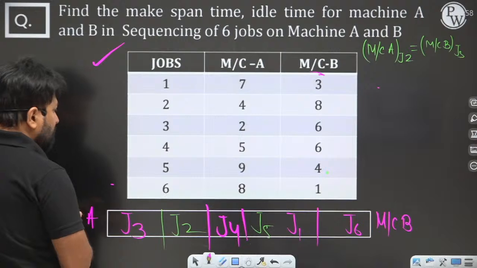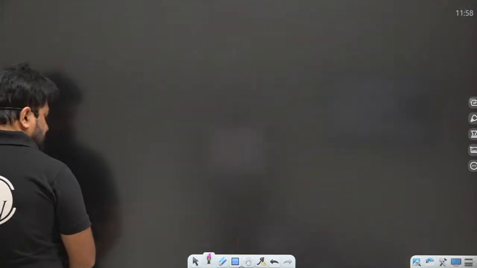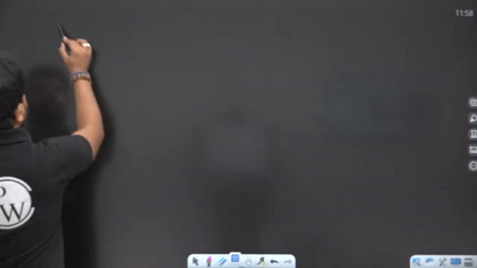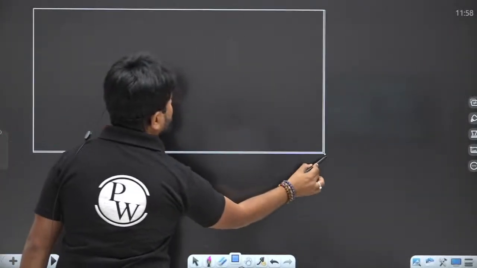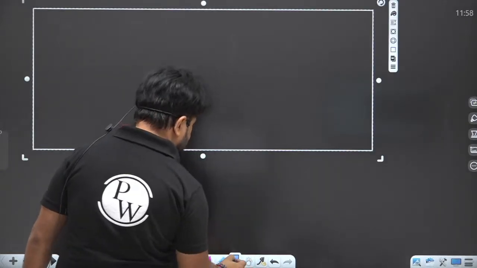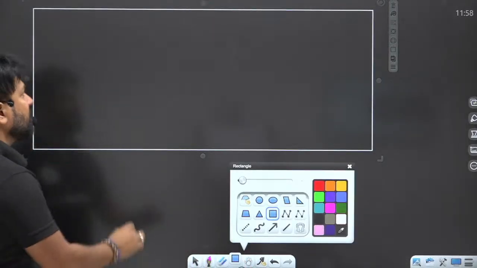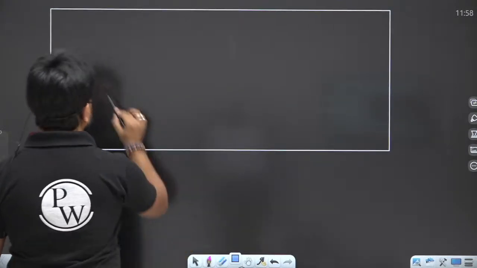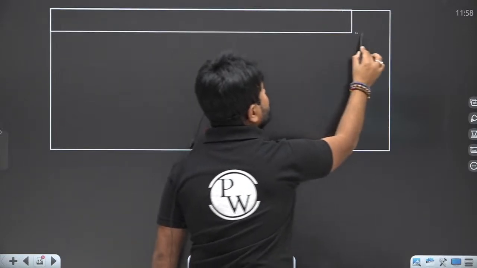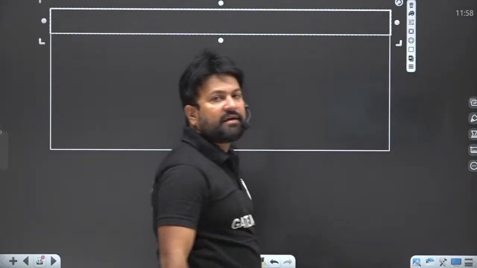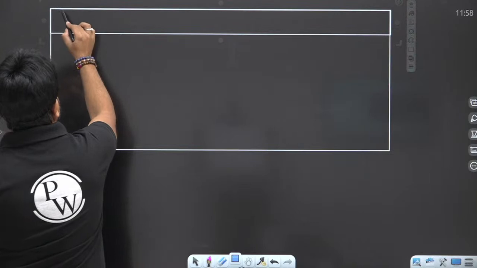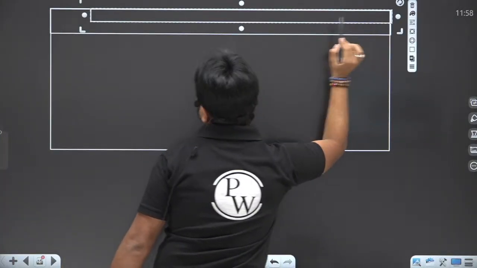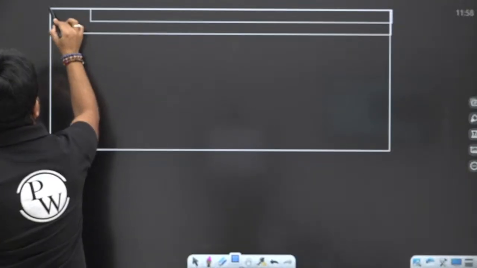Now here we have to make a table. Please try to understand, please listen very carefully. In a single table, you will get all the answers. That is your jobs, machine A and machine B, and here one more column will become this.